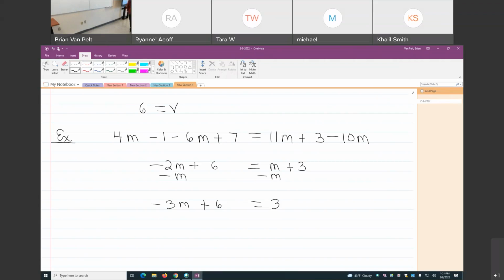They all get down to this eventually. So you're going to subtract 6, and I end up with negative 3m equals negative 3. Finish it off. You'd be surprised how many times students tell me to add 3 on this one, because they forget that's negative 3 times m. So I'm going to divide by negative 3. Divide by negative 3 on this, and m equals 1.